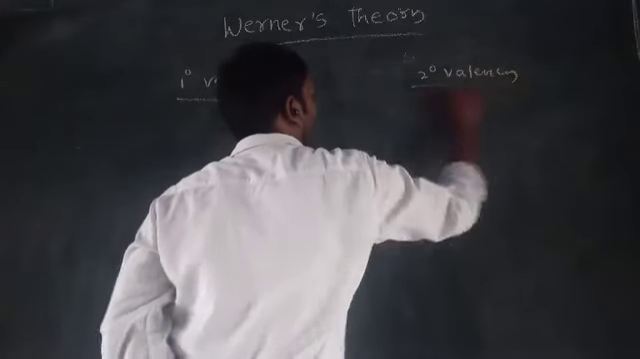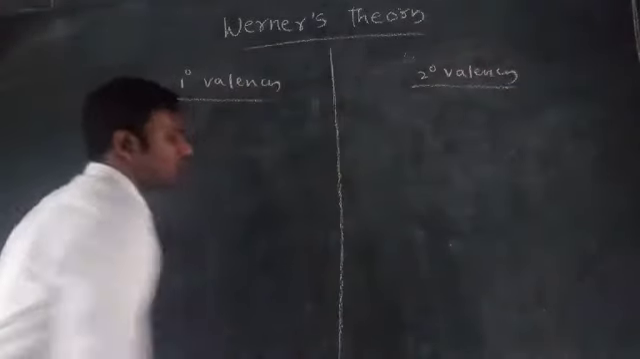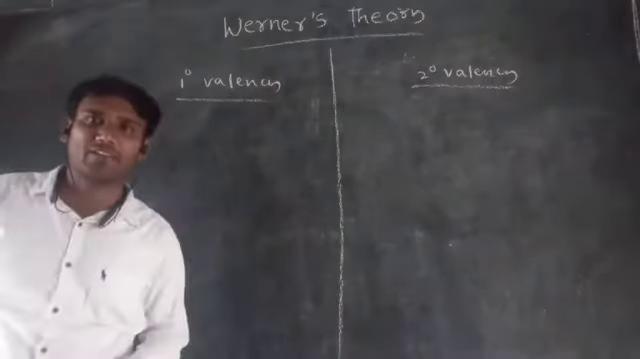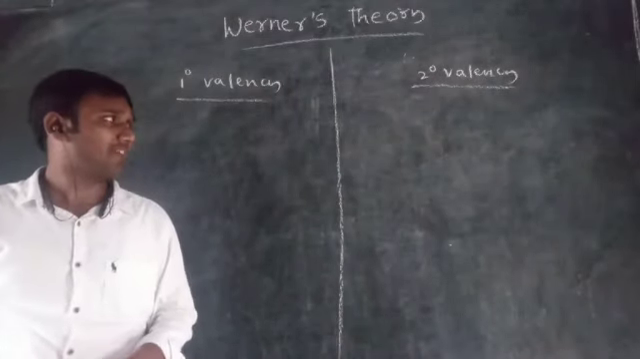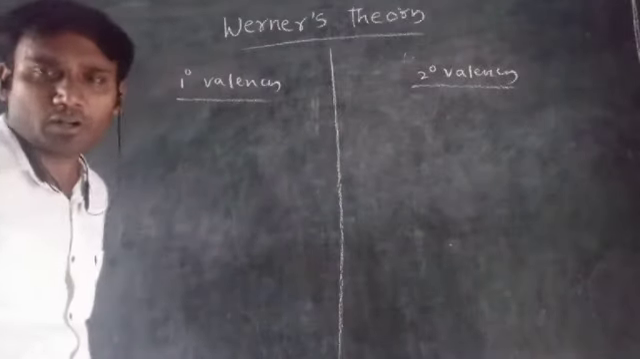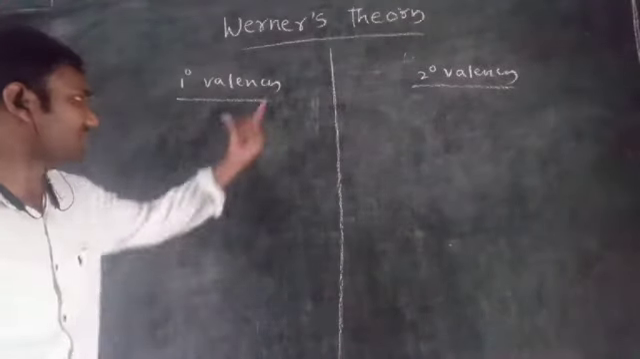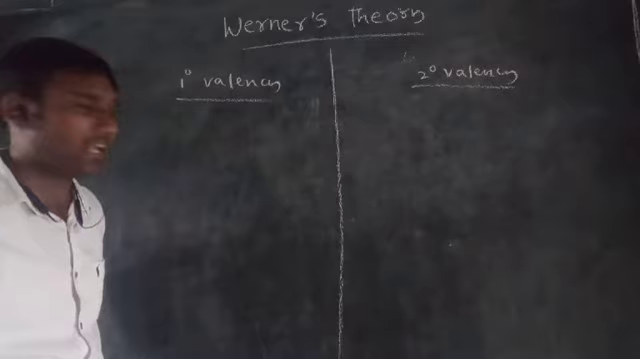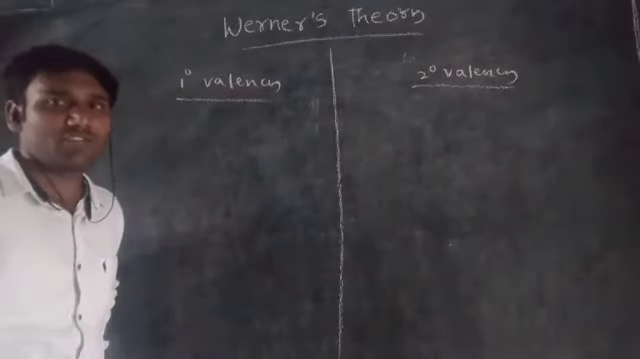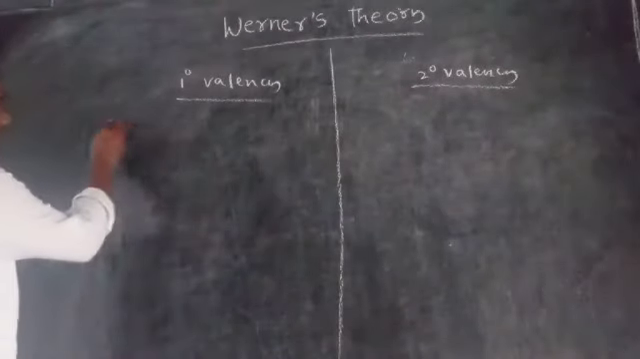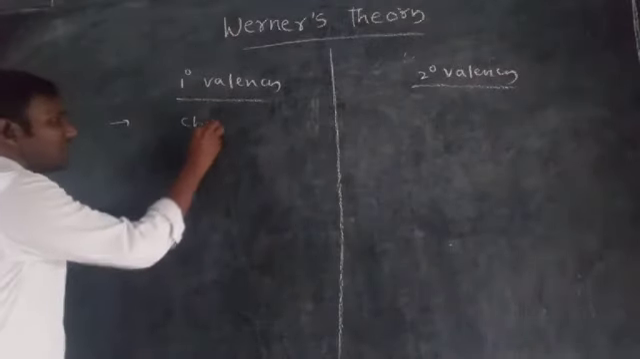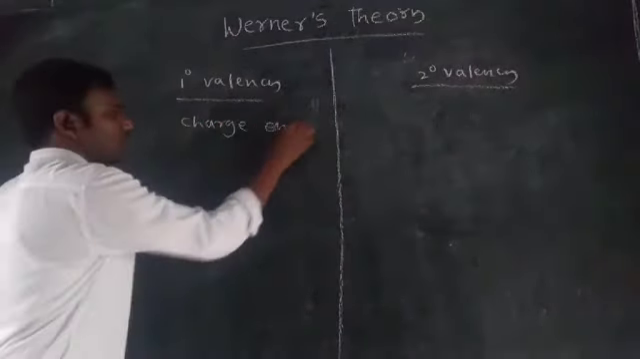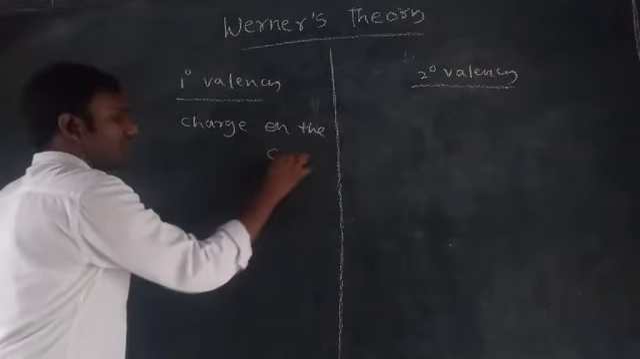According to the theory, every element exhibits two valencies: primary valency and secondary valency. Primary valency corresponds to the charge on the central metal atom. I am writing here: primary valency corresponds to the charge on the central metal atom.